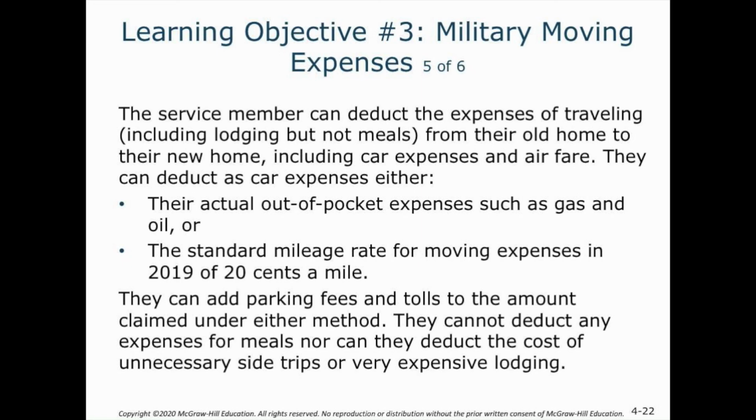And then you can include expenses of parking fees and tolls, but not if you get off the beaten path. So if you go sightseeing on your move trip, those additional expenses, including additional lodging, are not going to be included in that deduction.